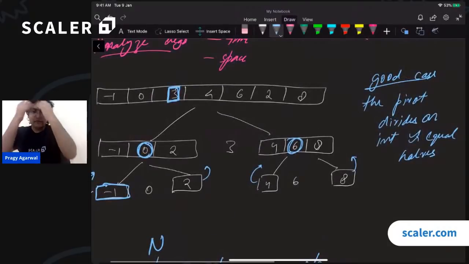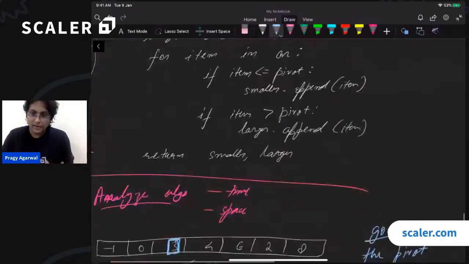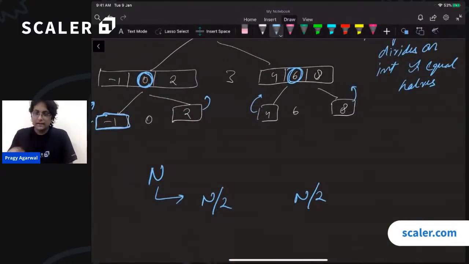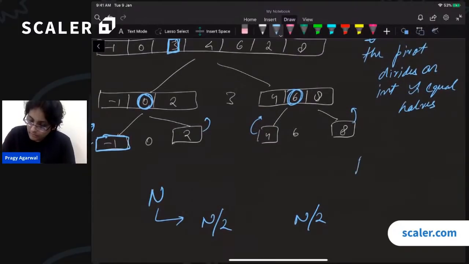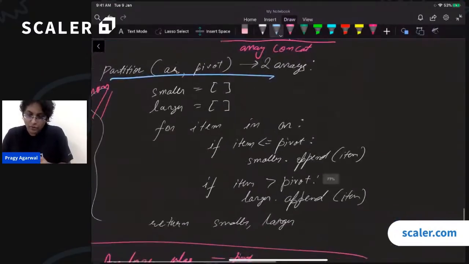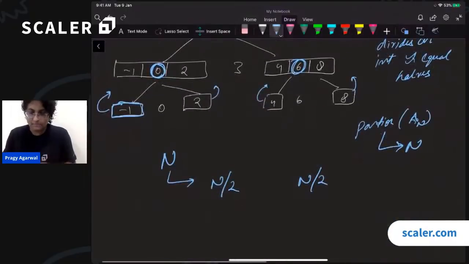This division did not come for free, right? This partition algorithm took some time. How much time did the partition algorithm take? If I call the partition algorithm on an array of size n, then how many steps will it take? It will take n steps. Because the partition algorithm is a simple loop. It simply loops over all the items in the array and then inserts them into either the smaller or the larger array. So this will take n steps.